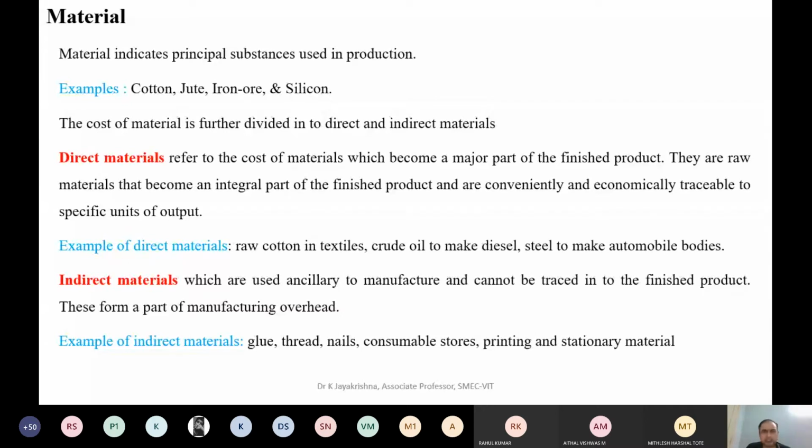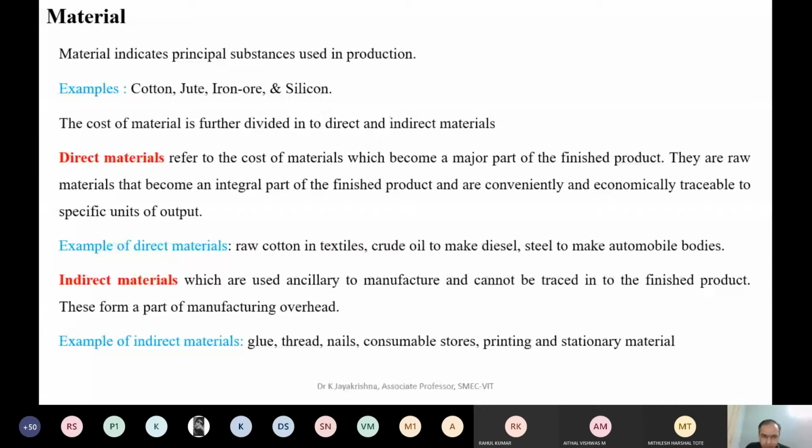Other than the basic raw materials, whatever else I'm buying is called indirect cost. For example, glue, thread, nails, printing, stationery materials, A4 paper bundles, printer cartridges. All these can come under indirect materials because I may need them to run the business, but they are not actually put into the manufacturing of the product. So this is indirect material cost.